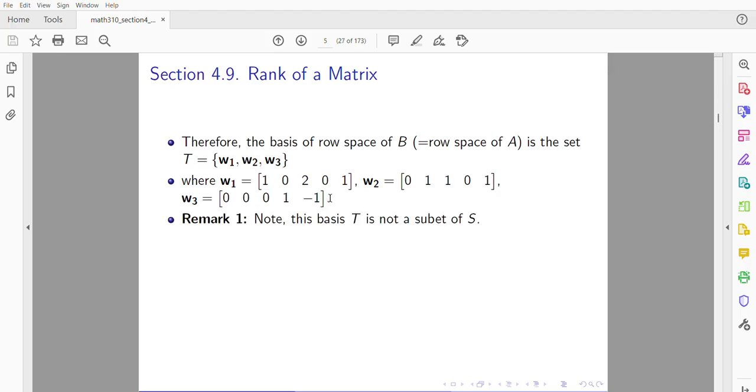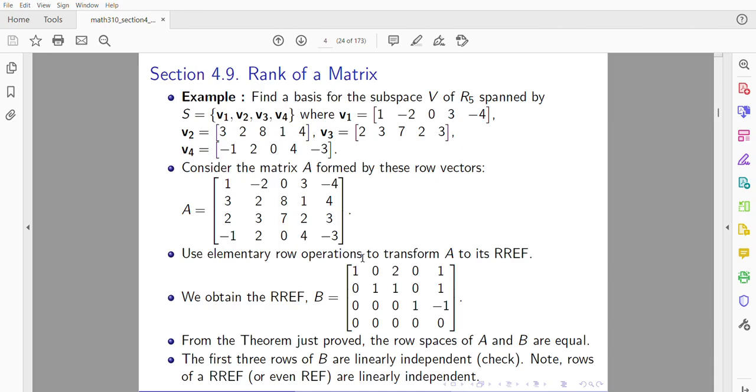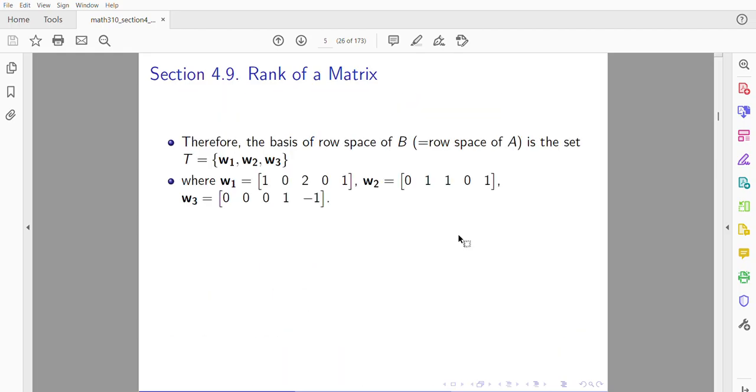Now notice these W1, W2, W3 form a basis for the row space of B, which is equal to the row space of A. Note importantly though, this set is not a subset of your original S. So you see, none of these are from the original 4 rows. So we found a basis of the row space which is not a subset of the original set. Okay, that's important to note here.